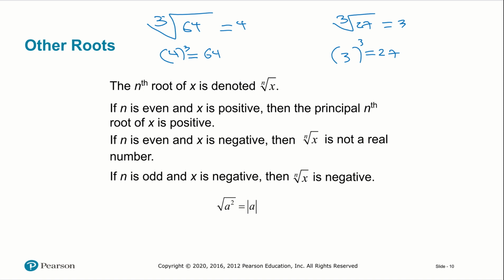So when you have the nth root of x, the expression itself is called the radical. We call n the index of the radical. We call x, which is the number under the radical, the radicand.